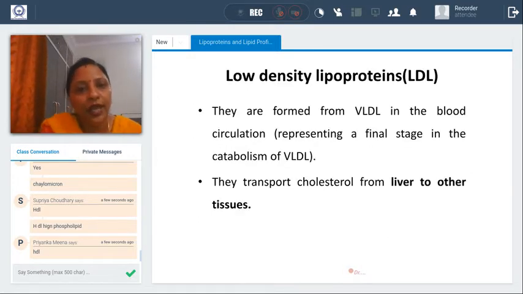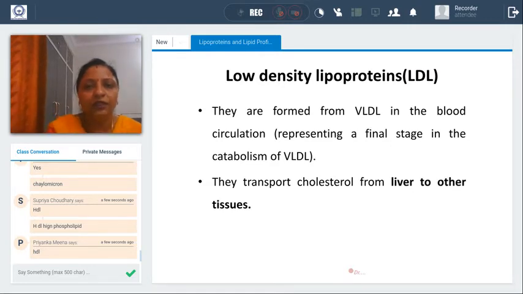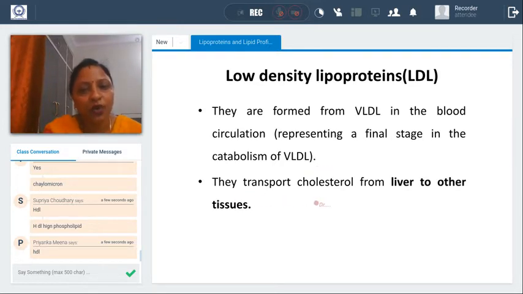Low density lipoprotein, LDL, is formed from VLDL in the blood circulation, representing a final stage in the catabolism of VLDL. It is an important feature. They transport cholesterol from the liver to other tissues. Please remember, they transport cholesterol from the liver to other tissues.